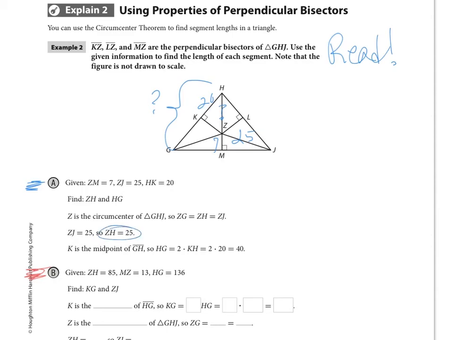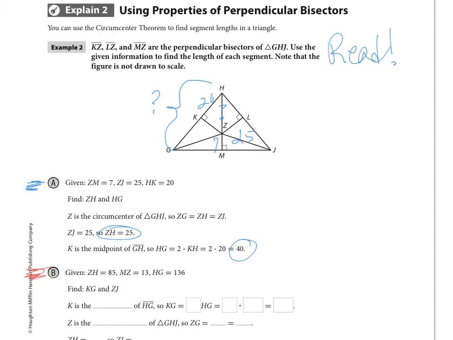And then I'm also asked for HG, and HG is this segment right here, this whole entire side. Now remember, we were told that these are the perpendicular bisectors. So if ZK is a perpendicular bisector, that means K is the midpoint. And so if K is the midpoint of GH, then HG is twice the length of KH, which we know. So twice 20 is 40. And so our final piece in part A is 40. I hope that makes sense.